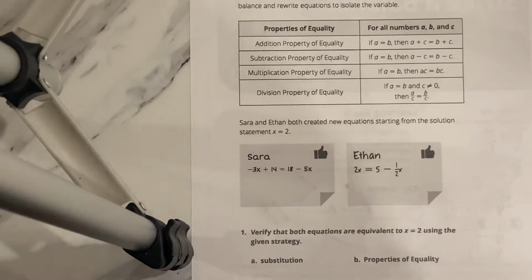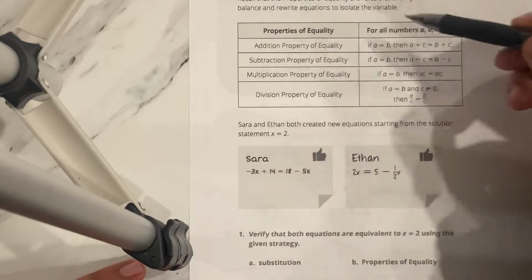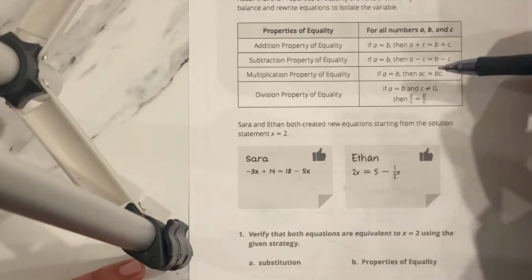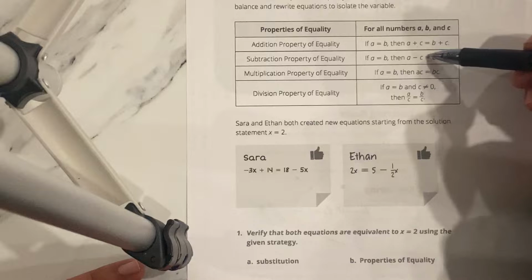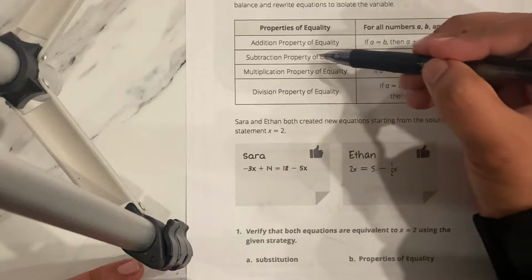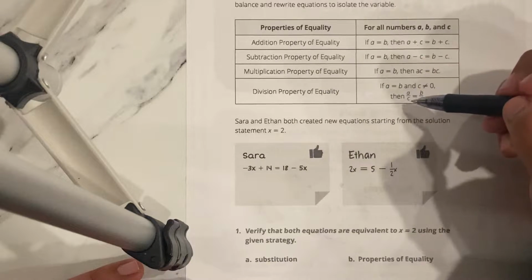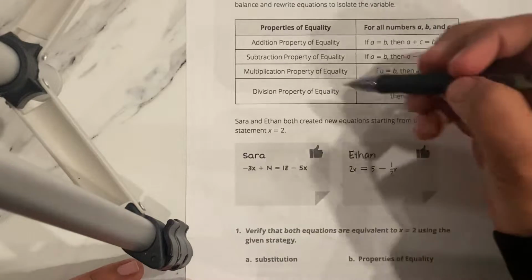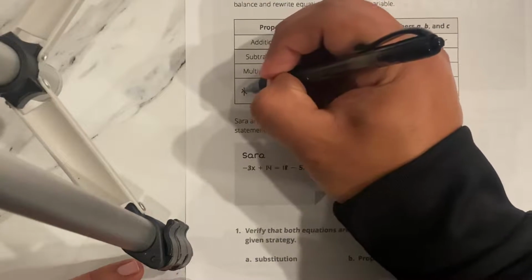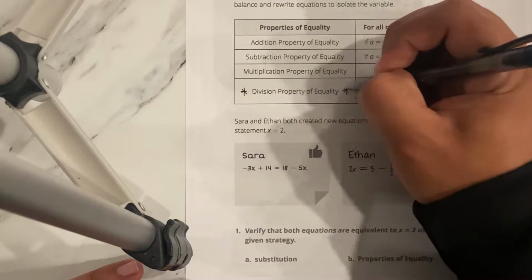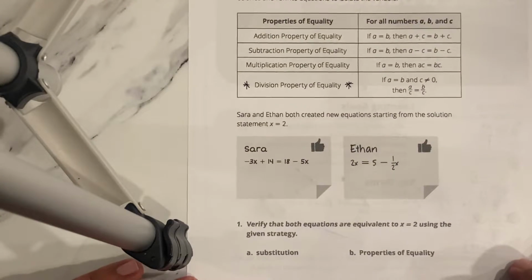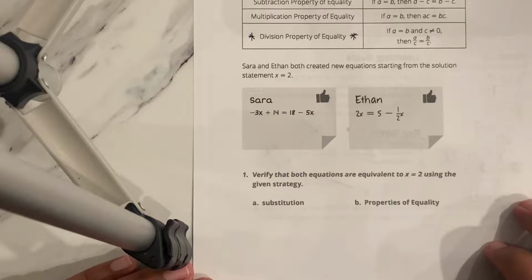Here in this table, we do have a whole bunch of properties that we do need to recognize. We do have the addition property where we are adding to both sides, subtraction property where we're subtracting from both sides, multiplication, multiplying both sides, and the division when we divide both sides. Gonna give you a big heads up. I'm gonna star this because this is important for the near future. And let's work out a couple problems.